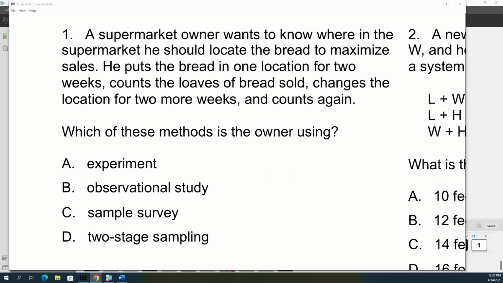Which is this? Experiment, observational study, experiment. Good. So observational study would be if the bread was already located in two places and he just observed and compared. A sample survey would be if he just asked customers where they want the bread located. And two-stage sampling we've never talked about, so it's probably not going to be an answer.